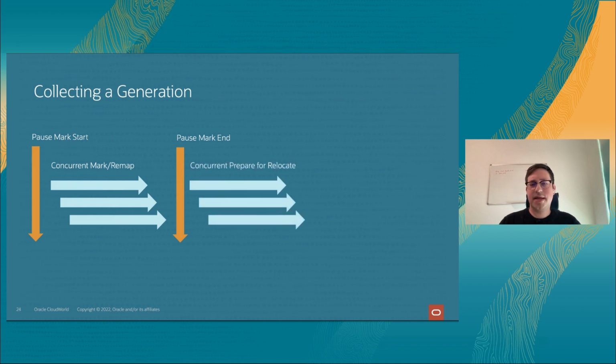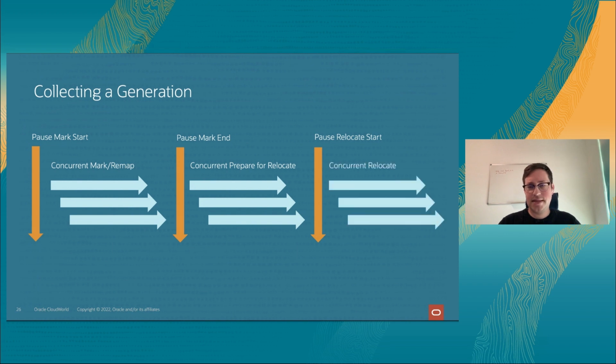Once that's done, we start a concurrent prepare for relocation phase, where we're trying to figure out which objects we should move around to free up memory. Once we've finished figuring that out, we go on to the relocate start pause. And this is a synchronization point for starting moving around objects, which is exactly what we're going to do next in the concurrent relocation phase. We move objects out from regions and free up the memory of those regions.